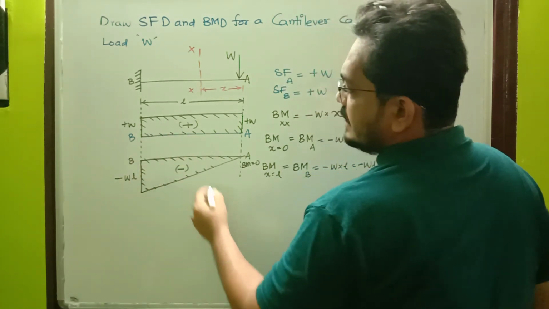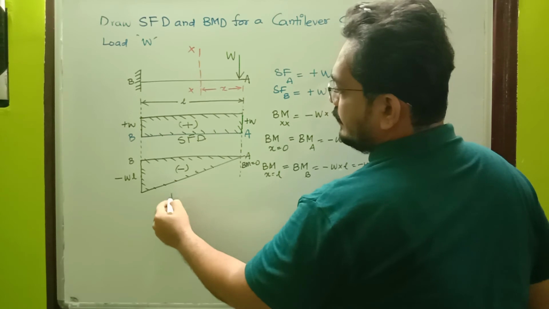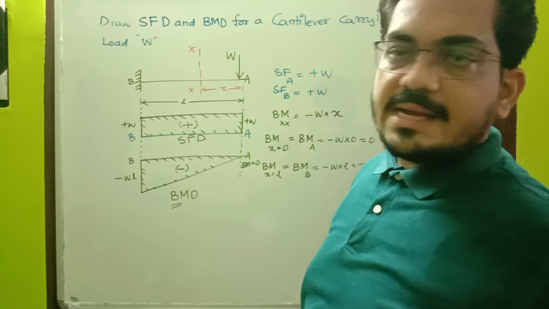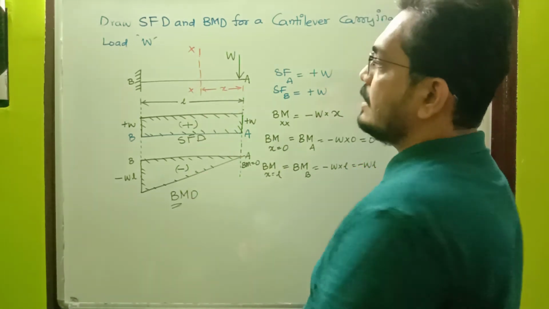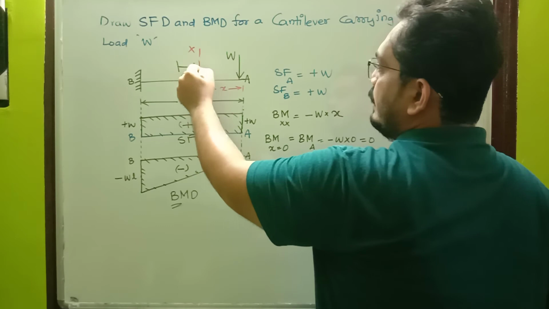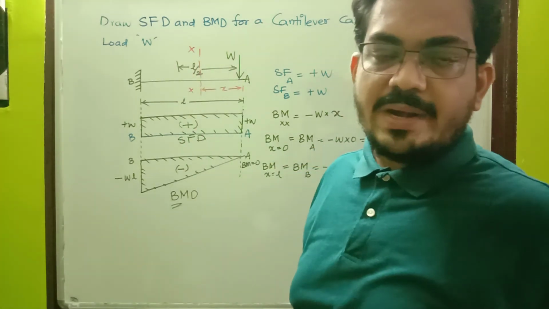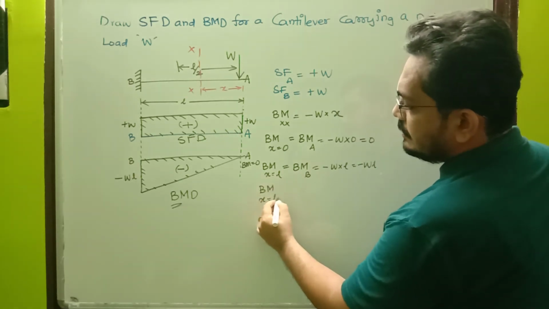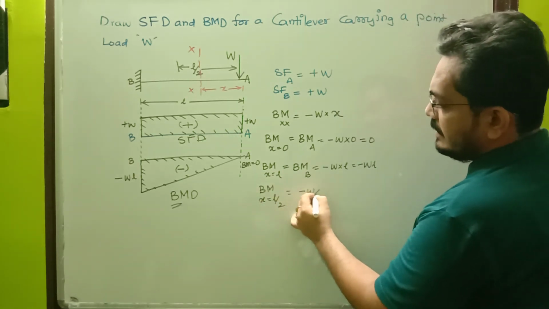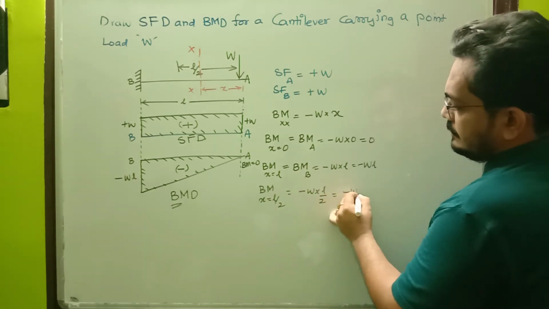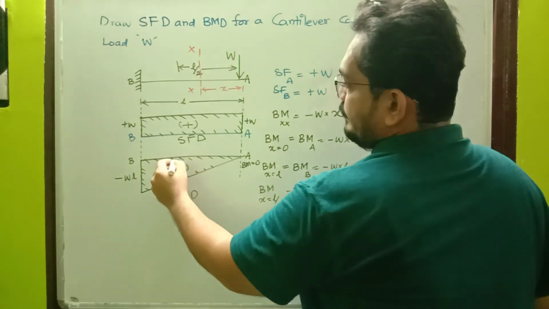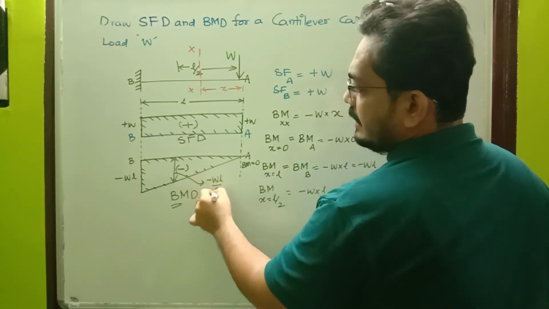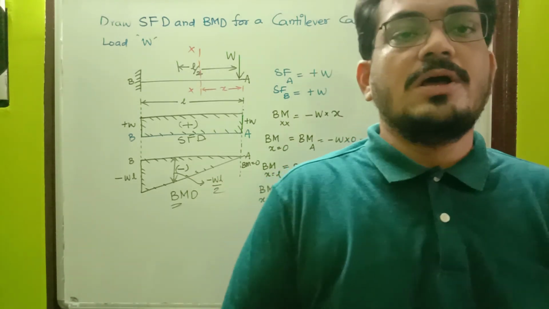Now this one is the shear force diagram, and this one is the bending moment diagram. Suppose I want to get the bending moment exactly at a distance of L by 2. Suppose I am marking L by 2 here. Substituting x equal to L by 2, the bending moment will be equal to minus W multiplied by L by 2, that is minus WL divided by 2. So exactly at a distance of L by 2, it is equal to minus WL by 2.